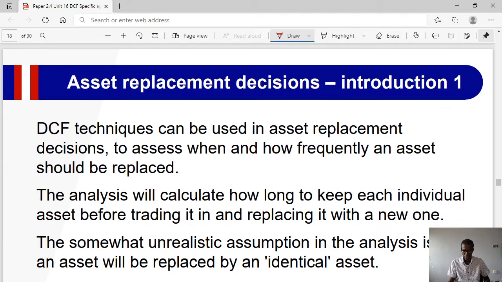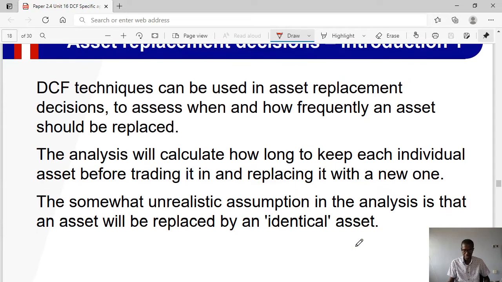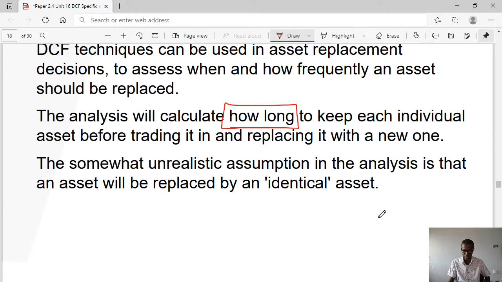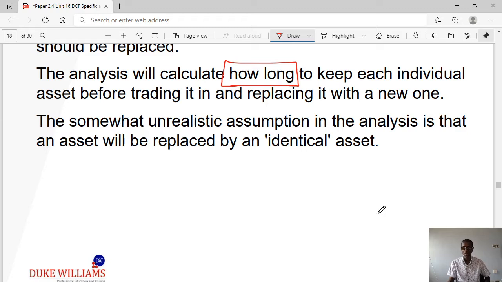The analysis will calculate how long to keep each individual asset before you trade it in and replace it with a new one. The somewhat unrealistic assumption in the analysis is that an asset will be replaced by an identical asset, but that is not often the case. It could be replaced by a more superior asset as a result of technological advancements, and even by completely different assets.